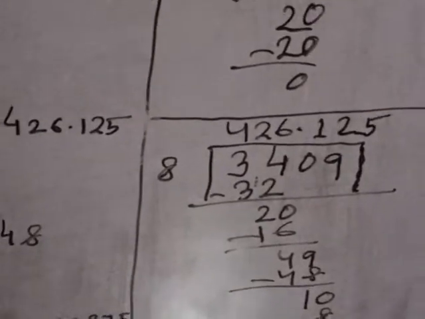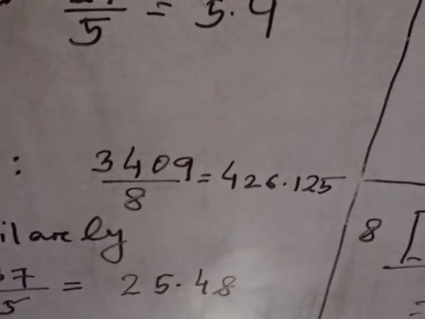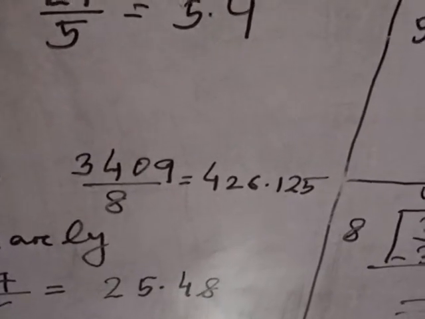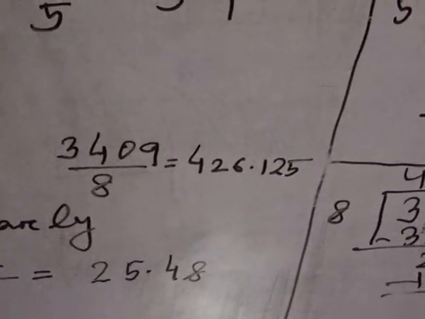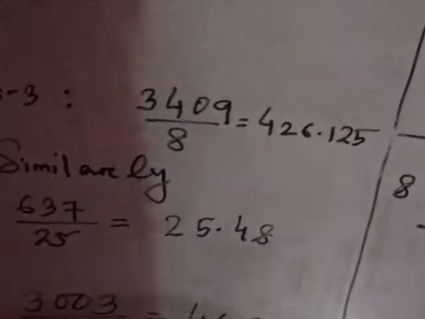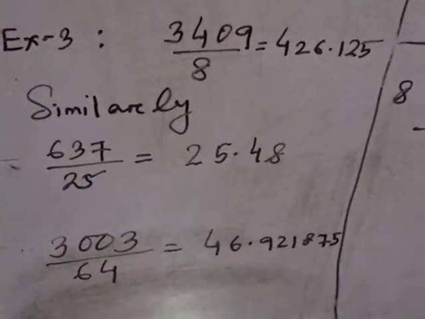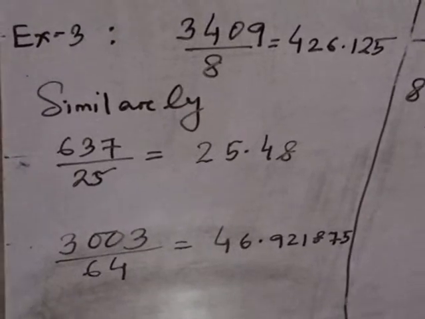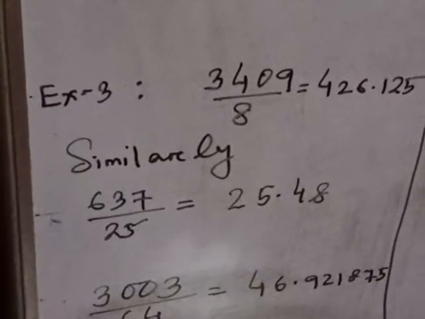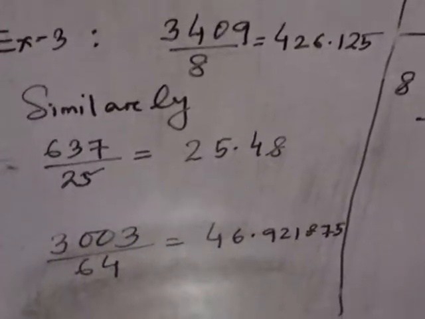This is the decimal form of the fraction 3409 upon 8. So decimal number is nothing, it is another form of the fraction. This is the modified form of fraction. We can convert the fraction into decimal form. So decimal form is the modified form of fraction. You see here, 637 by 25 is equal to 25.48. Similarly, you can convert 637 by 25 is equal to 25.48.